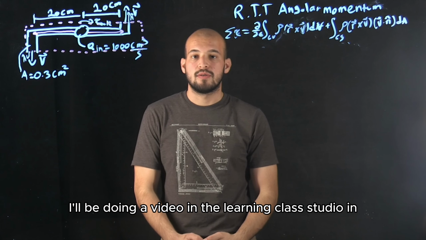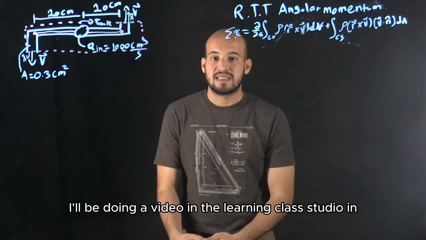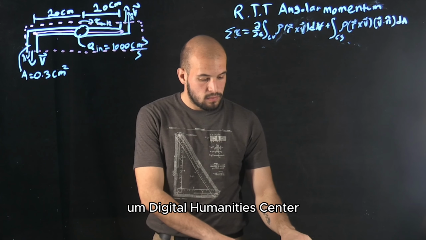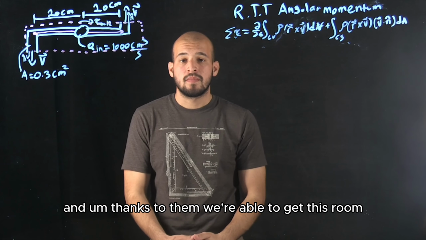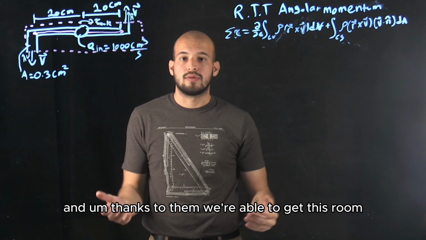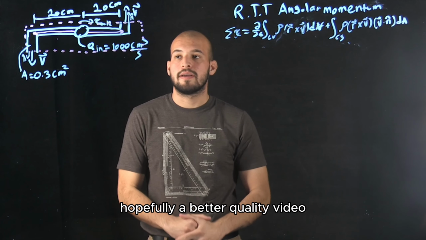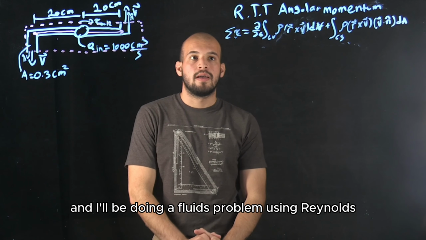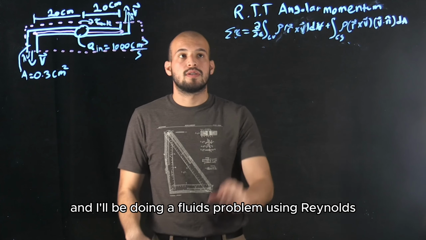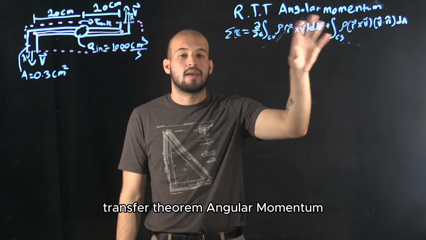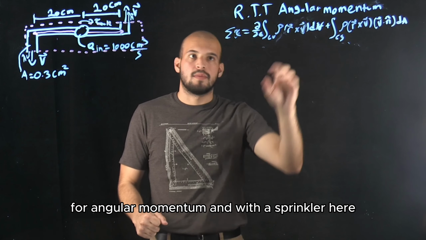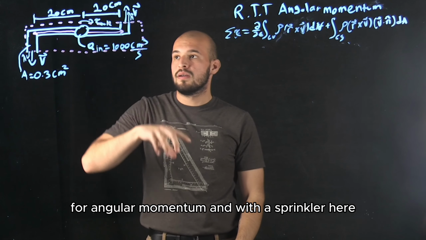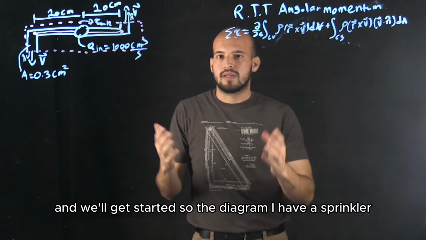And today I'll be doing a video in the Learning Class Studio in the Digital Humanities Center. Thanks to them, we're able to get this room with a better camera and better lighting. Hopefully it'll be a better quality video. I'll be doing a fluids problem using the Reynolds transport theorem for angular momentum. We have a sprinkler here, and I'll explain the diagram real quick and then we'll get started.